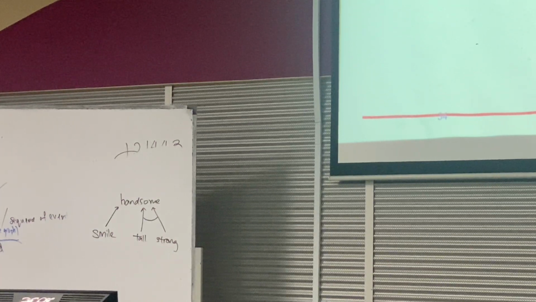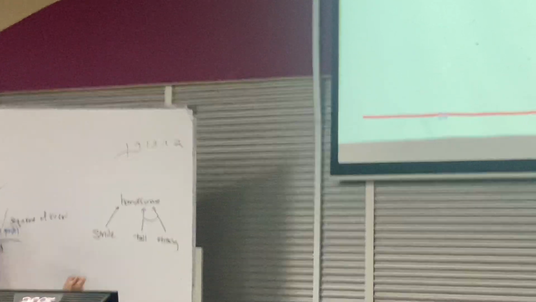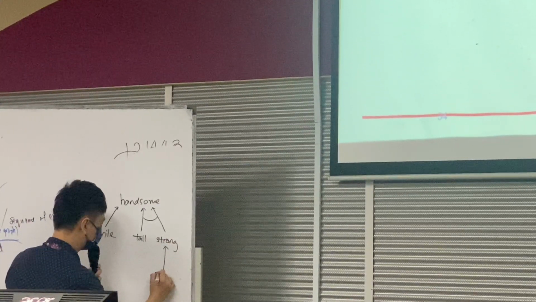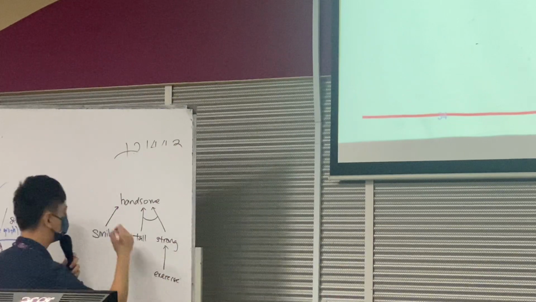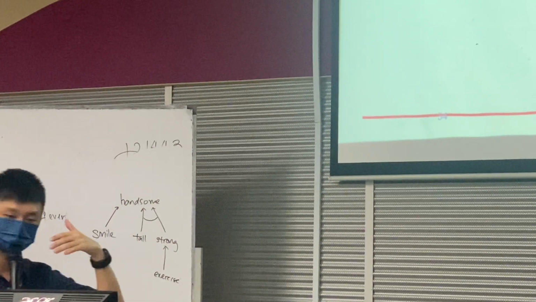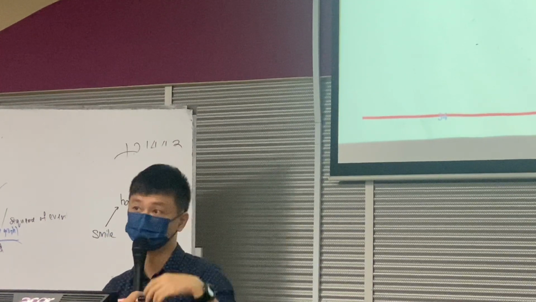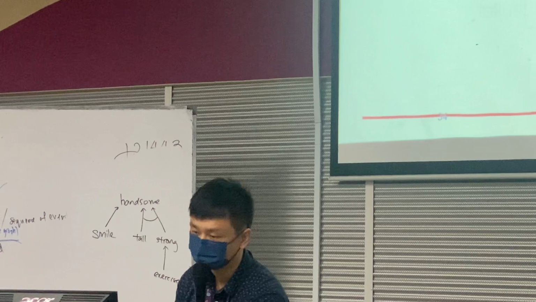Then the third one, if John does exercise, then he is strong. So if you do exercise, then you are strong. So this is the end of the graph, to show which condition can lead you to the conclusions. Okay.